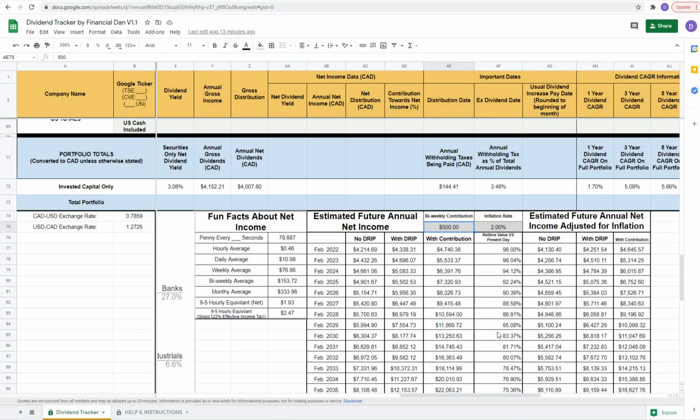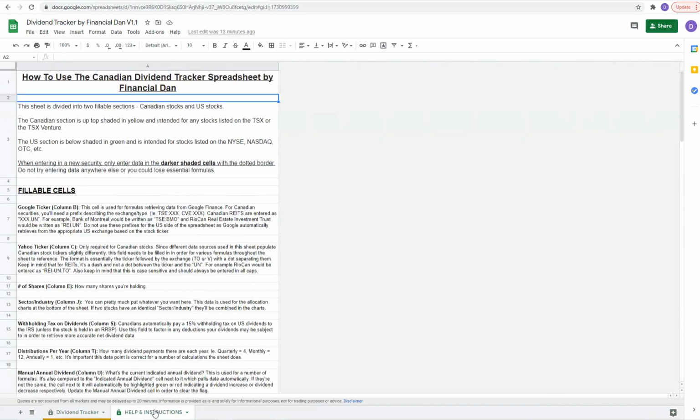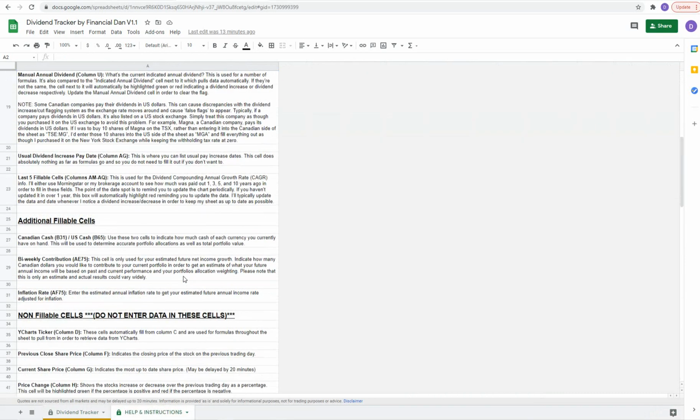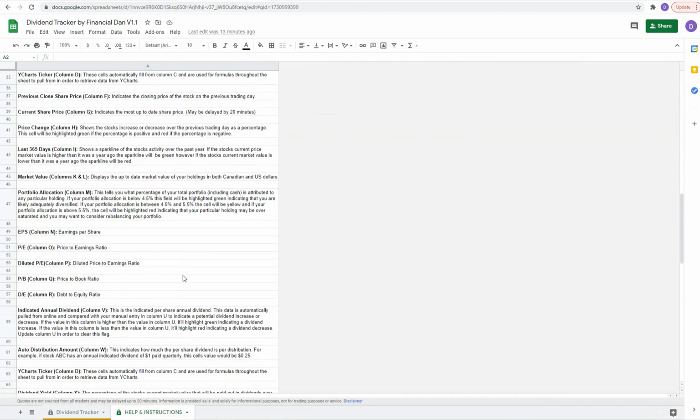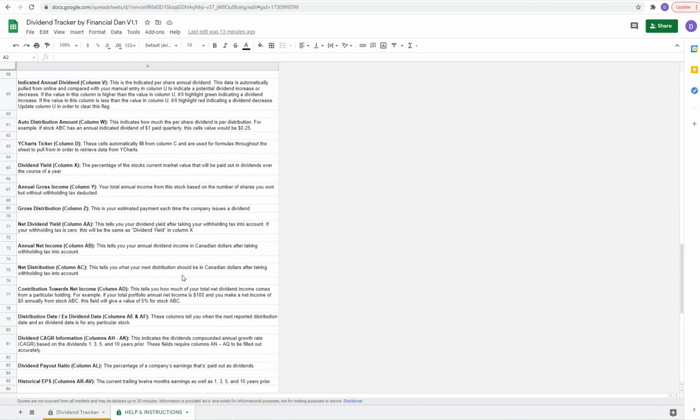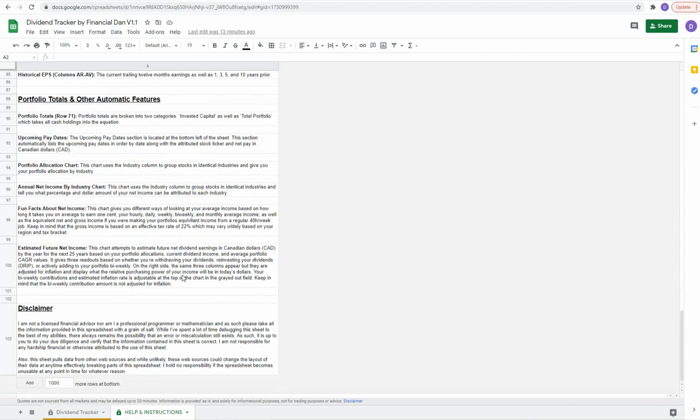So that's the entire spreadsheet. The last thing that I want to show you is that there is a help and instructions tab down at the bottom of the page. I've tried to cover everything in this tutorial video, but if you're not sure about something and don't want to sift through the video to find the answers, you'll likely be able to find the answers in this section here.